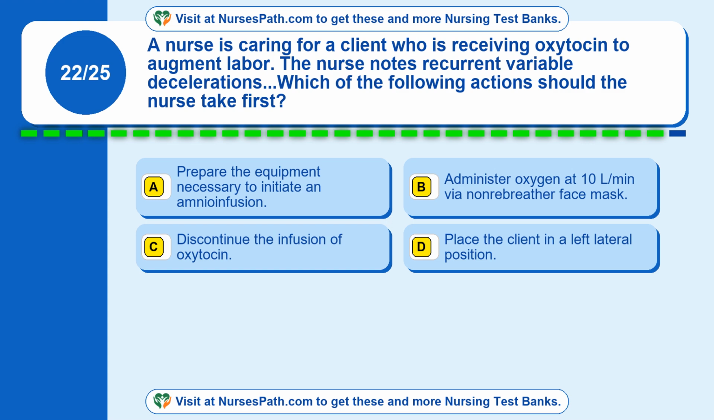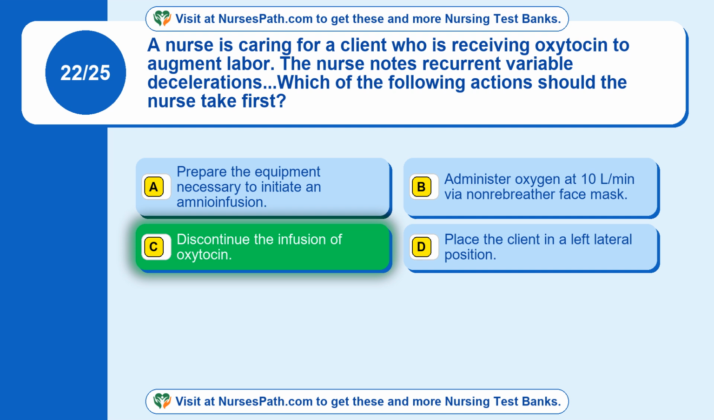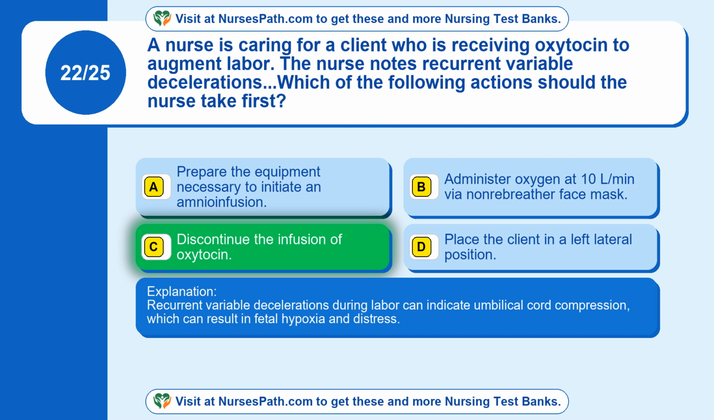Question 22. A nurse is caring for a client who is receiving oxytocin to augment labor. The nurse notes recurrent variable decelerations. Which of the following actions should the nurse take first? Option A. Prepare the equipment necessary to initiate an amnioinfusion. Option B. Administer oxygen at 10 L/min via non-rebreather face mask. Option C. Discontinue the infusion of oxytocin. Option D. Place the client in a left lateral position. The correct answer is option C. Discontinue the infusion of oxytocin. Recurrent variable decelerations during labor can indicate umbilical cord compression, which can result in fetal hypoxia and distress.